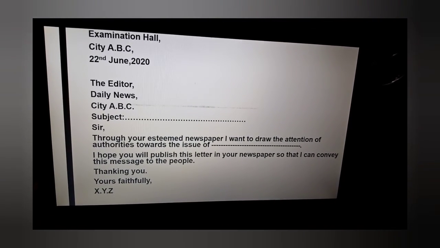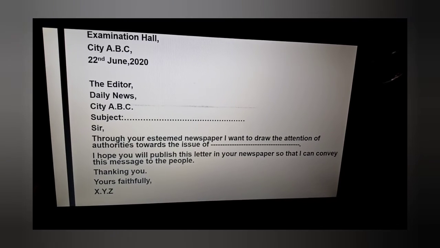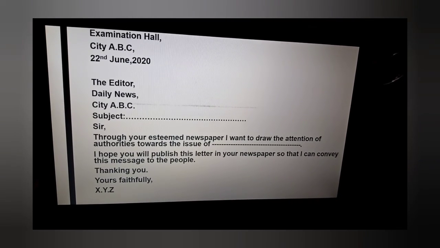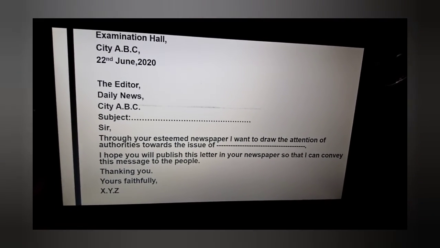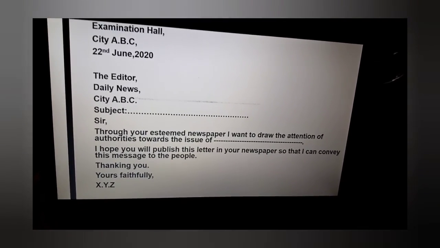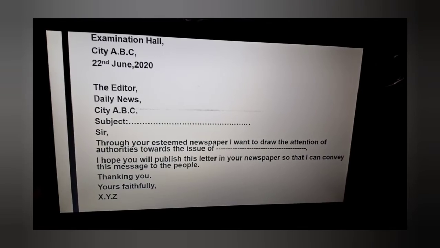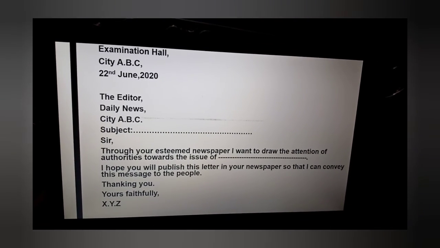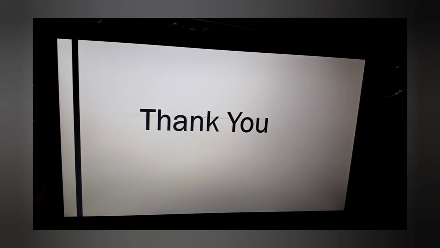And then in the second paragraph: I hope you will publish this letter in your newspaper so that I can convey the message to the people. Then, thanking you, yours faithfully, XYZ. This is a complete format of a letter for you. Thanks a lot.